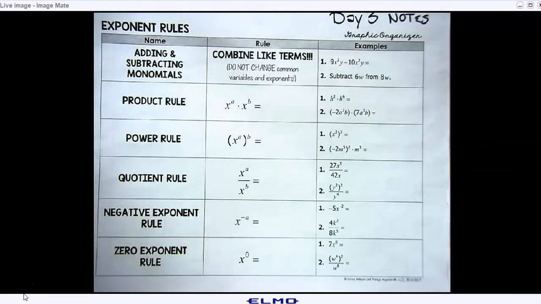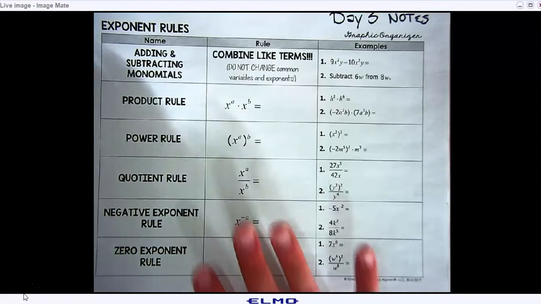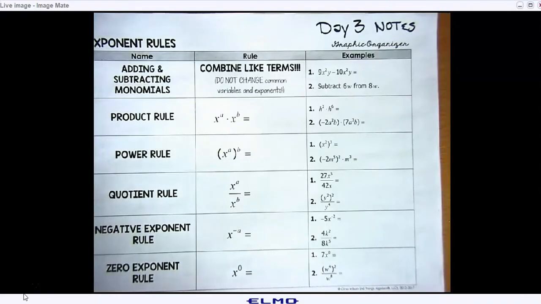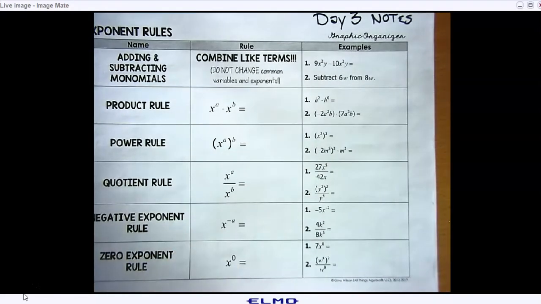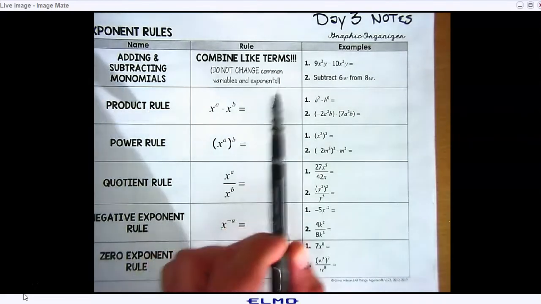Today we're going to be talking about the rules for exponents and how you combine them depending on what you're doing with them. There are 5 main rules we're going to be using today. First of all, when we're applying the rules to exponents, there's only a certain case when that happens. It does not happen when we have like terms.